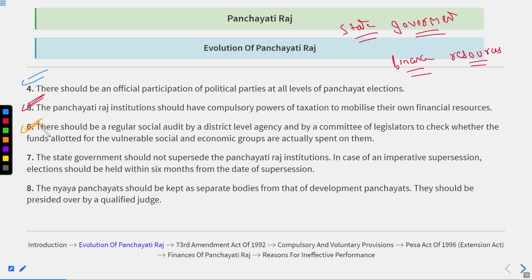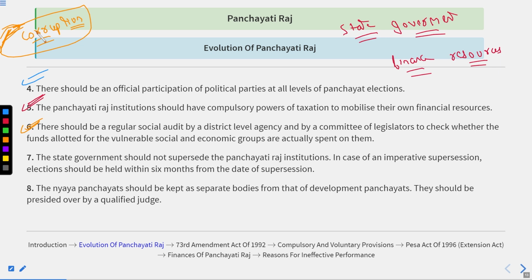There should be a regular social audit by a district level agency and by a committee of legislators to check whether the funds allotted for the vulnerable social economic groups are actually spent on them. It means that this will reduce the chances of corruption, because the main aim behind establishing the Panchayati Raj was to look after the local issues and deal with them effectively.